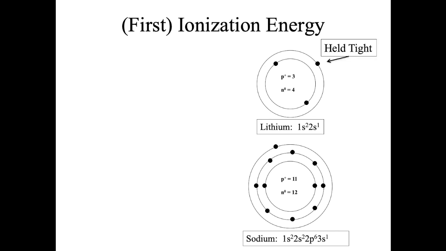So if we look at lithium, its outermost electron only has 2 other electrons between it and the nucleus. There's very low electron shielding. So that electron is going to feel a strong attraction to the nucleus, and it's going to be held tightly, we could say, by the atom. However, in sodium, its outermost electron has 10 electrons between it and the nucleus. So it's experiencing much greater electron shielding. And so that electron is going to have a weaker attraction with the nucleus. So the atom's going to hold on to it more loosely.